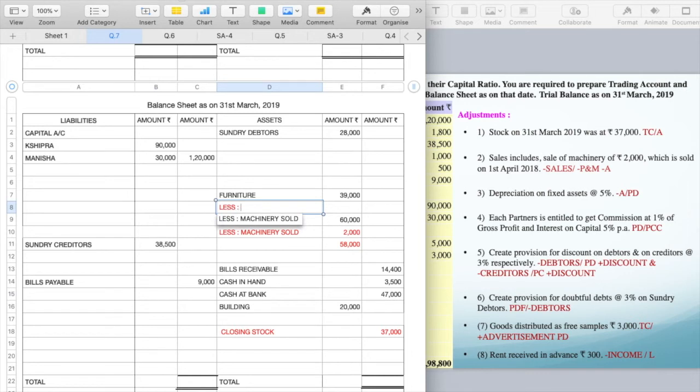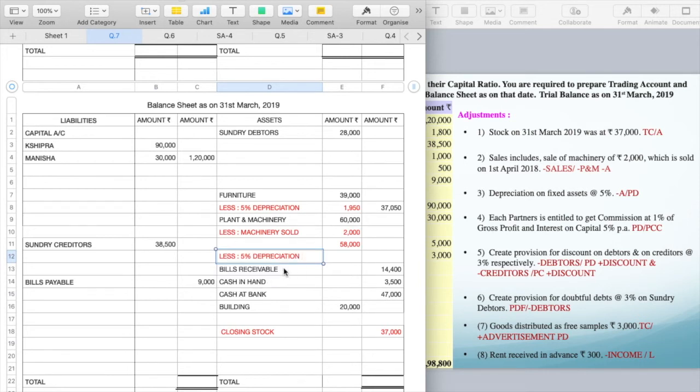So less 5% depreciation. So on 39,000 we have to calculate. So the amount of depreciation will be 1,950 and the balance in the outer column will be 37,050. Now same way on plant and machinery also we are supposed to charge depreciation.